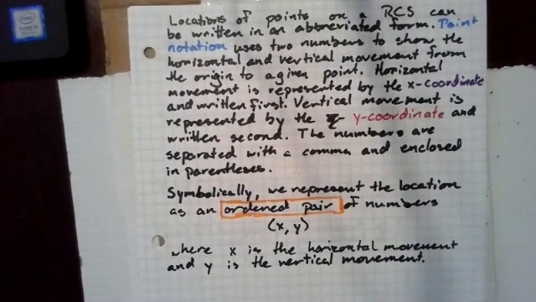Locations of points on a rectangular coordinate system can be written in an abbreviated form. Point notation uses 2 numbers to show the horizontal and vertical movement from the origin to a given point. Horizontal movement is represented by the x-coordinate and written first. Vertical movement is represented by the y-coordinate and written second. The numbers are separated with a comma and enclosed in parentheses. Symbolically, we represent the location as an ordered pair of numbers, (x, y), where x is the horizontal movement and y is the vertical movement.